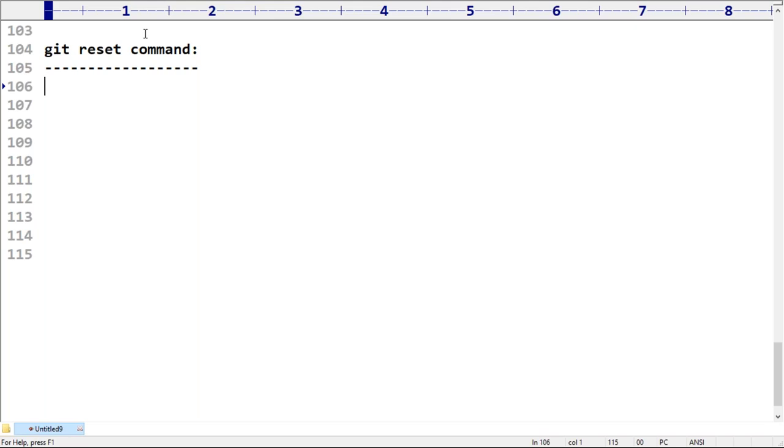The word reset, just like reset to default settings. Have you remembered? In our mobile, you may use the word reset. Sometimes you may have this option, reset to default settings. What is the meaning of reset to default settings? Whatever settings you modified, whatever settings you customized, all those customized settings will be gone, and only default settings will be there. Have you heard about this?